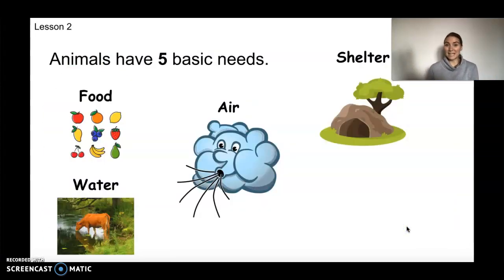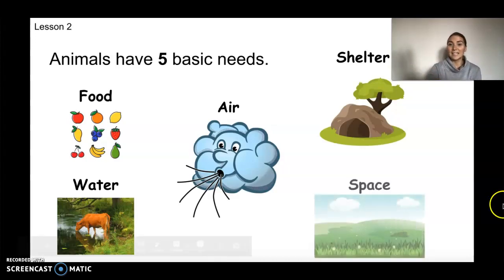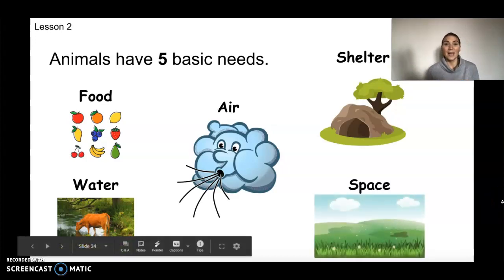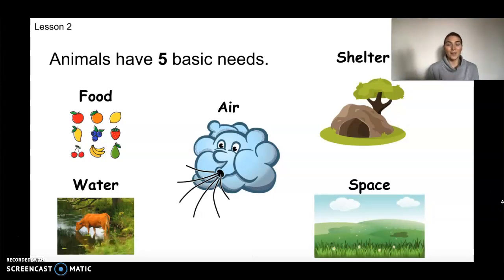The last basic need that all animals have to survive is space. Animals need space so that they can grow bigger. Animals also need space so that they can build shelters. Animals need space so that they can find food, whether they need to hunt for their food or whether they need to find it in nature. They need space so that they can find food and water.